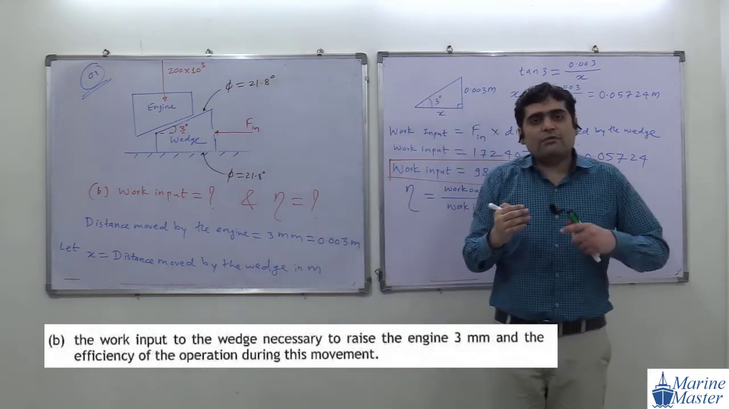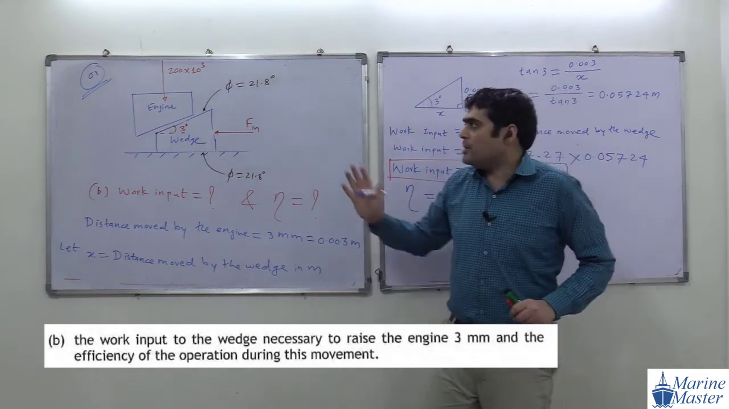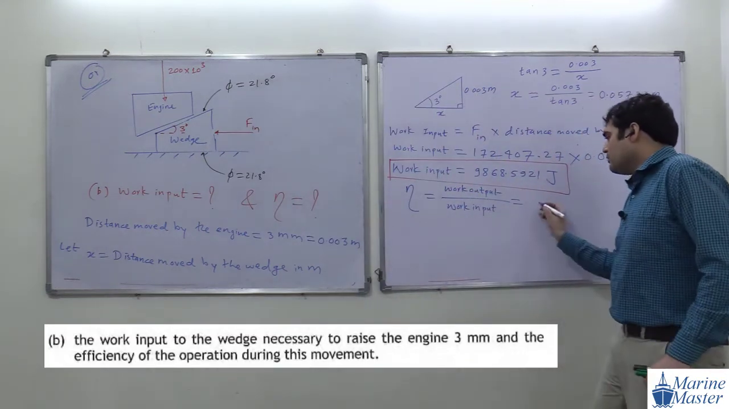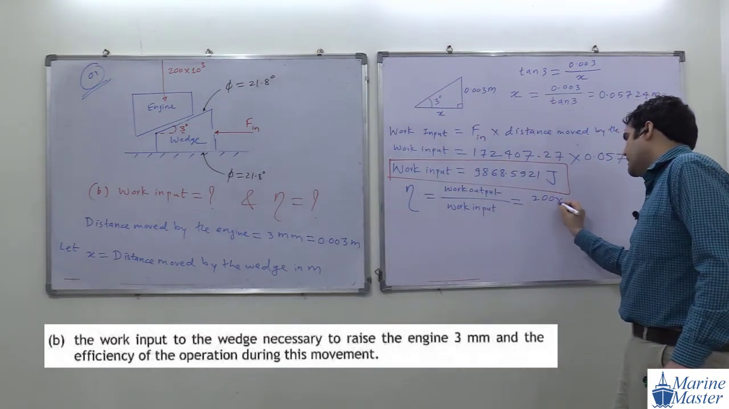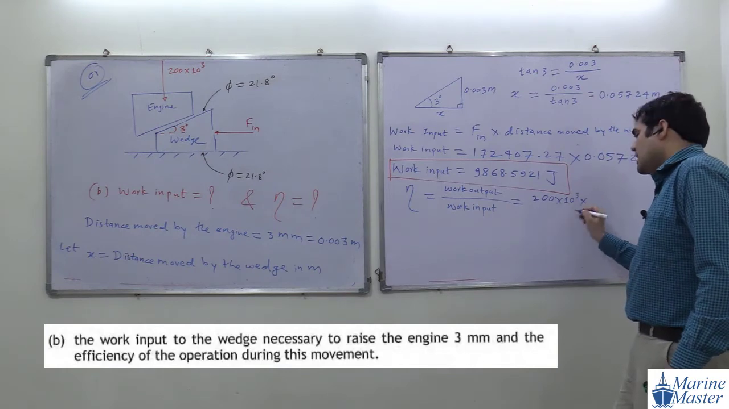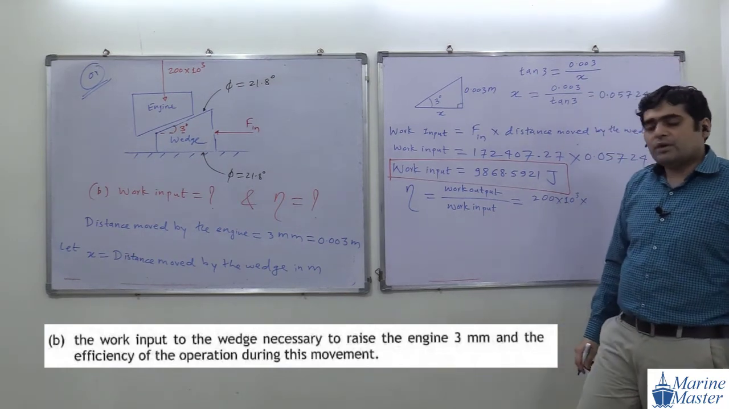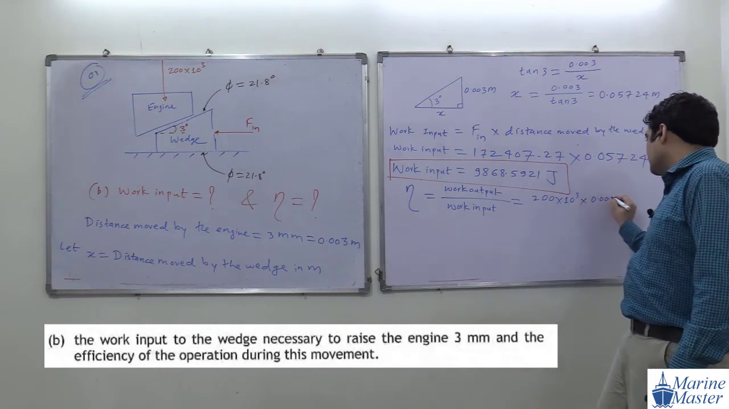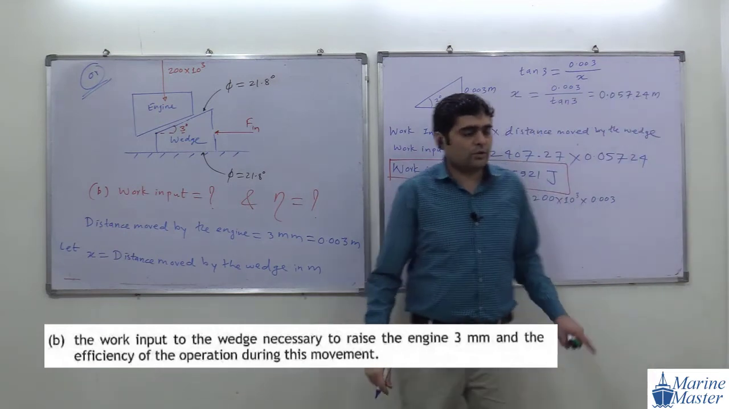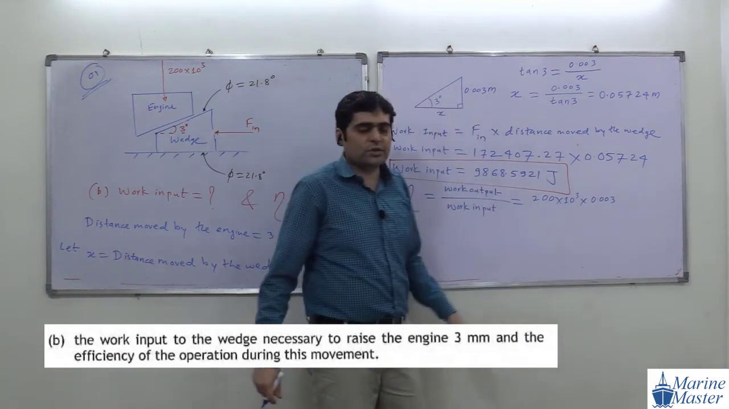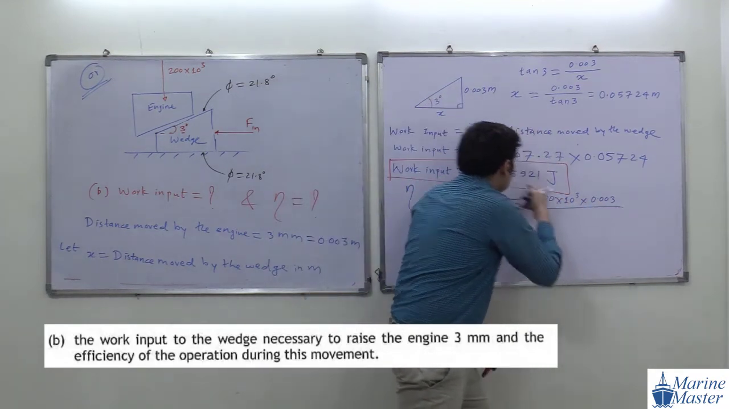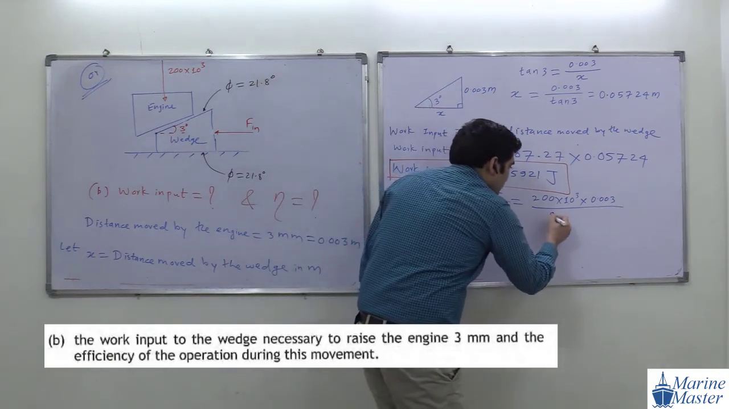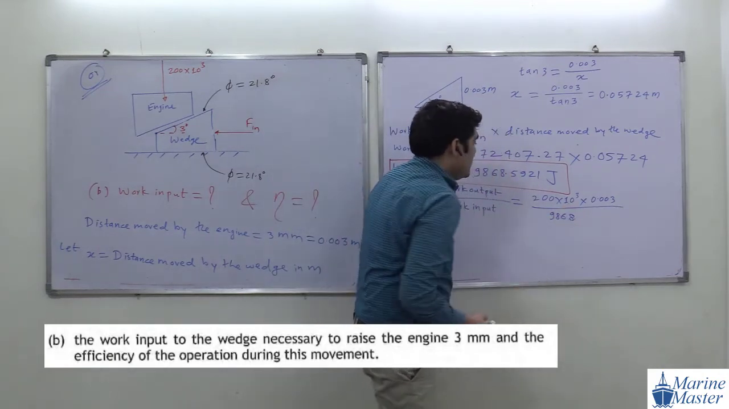So what is work? Work means force into distance. How much load are we moving? 200 kilonewton, which means for work output our force will become 200 into 10 raised to the power 3, and our distance will be 0.003 meters. And the work input we just calculated at the top: 9868.5921.